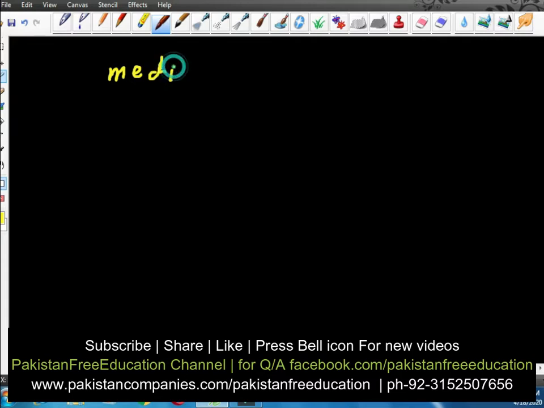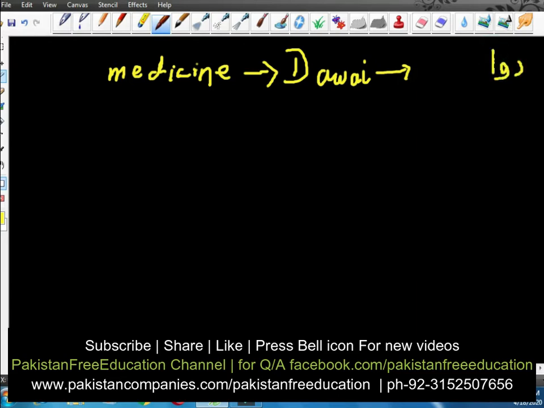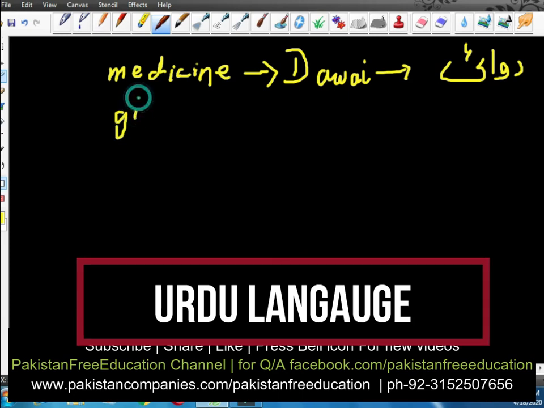Now there is some vocabulary. Vocabulary is medicine. Medicine in Urdu is called dawai, and it is written like this. Dal, bao, leaf, choti e, dawai. That is D, A, W, and that is I, dawai.